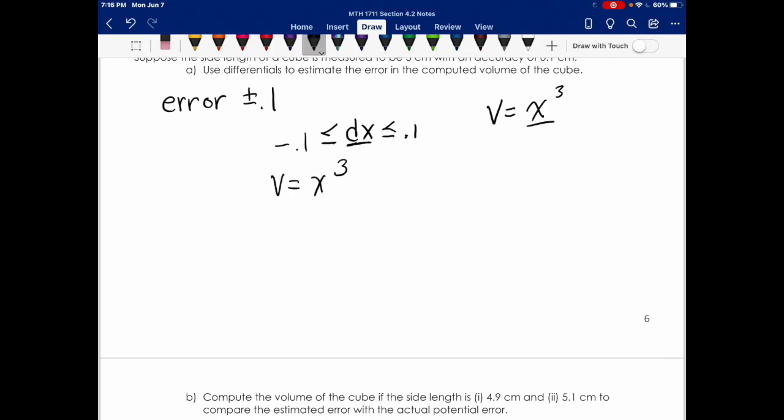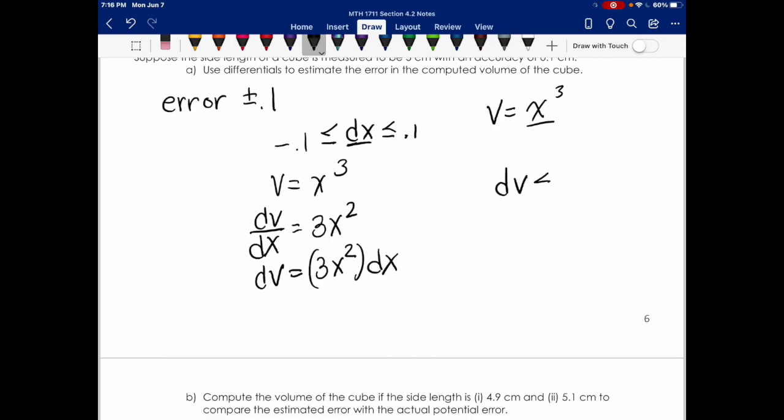So now if we look at the volume of a cube, that equation, and I take the derivative, that's dv dx, the derivative of the volume with respect to x, I'm going to get 3x squared. Now I'm going to multiply both sides by dx, so I get dv is equal to 3x squared times dx. So if I plug in 0.1 for dx, and I put in 5 for x, what I'm going to get is 7.5 centimeters cubed.